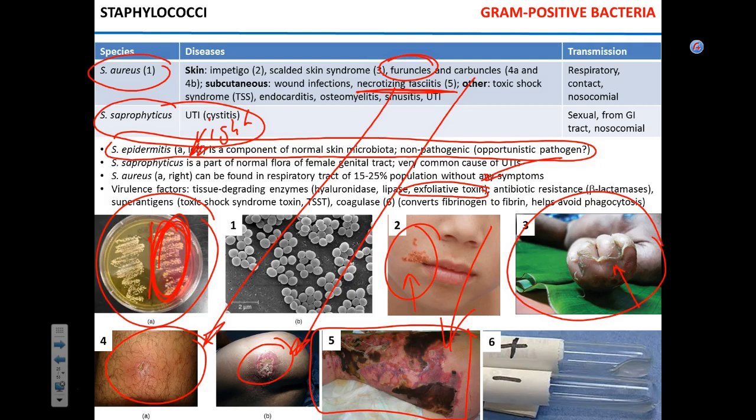Now, those are cutaneous infections. Another famous infection associated with Staphylococcus aureus is toxic shock syndrome. And it is caused by a virulence factor, a protein that is called toxic shock syndrome toxin. So what this protein does, it activates your immune system. Not just activates, it activates it over the top.